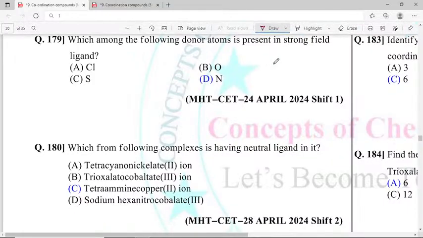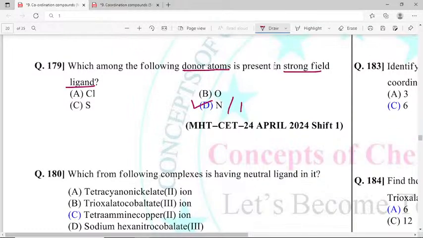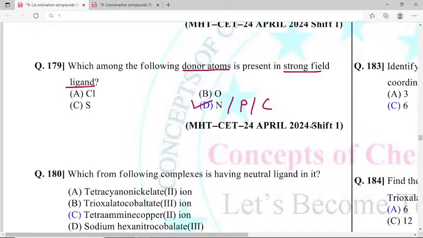Which among the following donor atoms is present in a strong field ligand? A strong field ligand should contain nitrogen, phosphorus, or carbon. C, N, P.